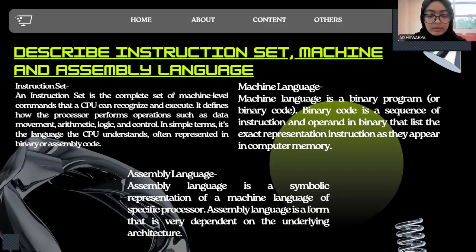Secondly, machine language. Machine language is a binary program or binary code. Binary code is a sequence of instructions and operands in binary that lists the exact representation of instructions as they appear in computer memory.